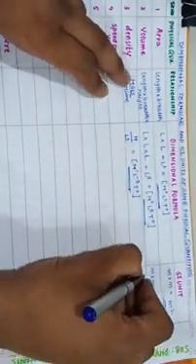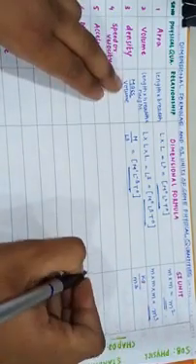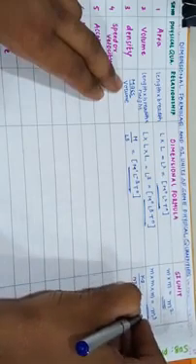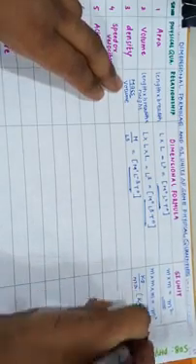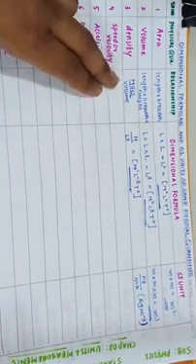For the unit, mass is measured in kg, volume is measured in meter cube. So my unit is what? Kg per meter cube, can also be written as kg meter minus 3. Why minus 3? Because this 3 will move up as minus 3. So I can write kg meter minus 3, or I can write kg per meter cube.